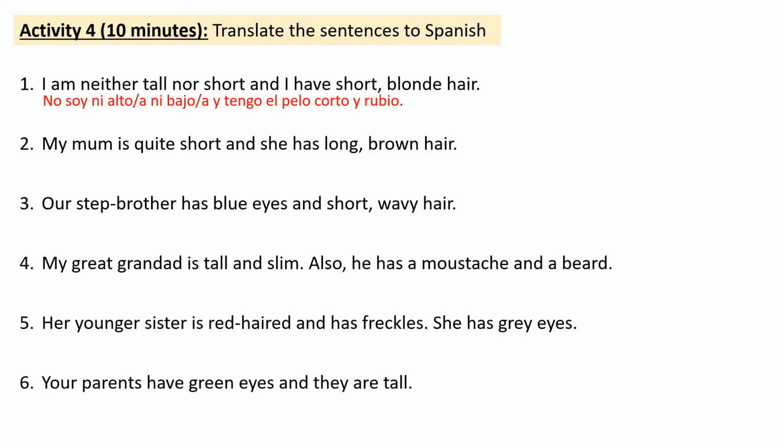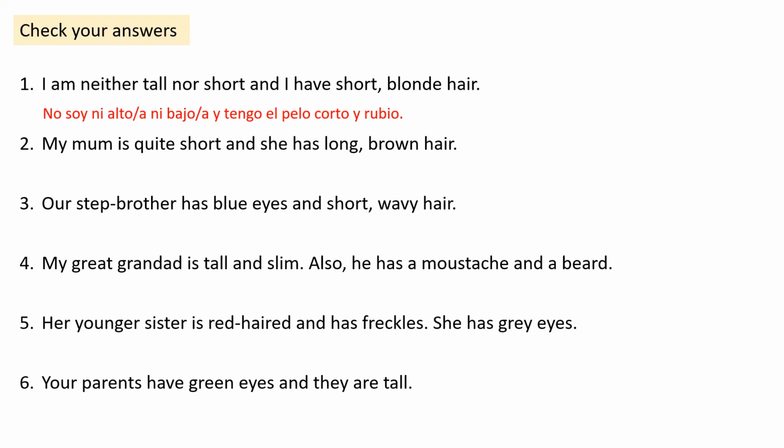Muy bien, chicos. Let's see how you got on. Okay, chicos, so número 2. Mi madre es bastante baja. So you need baja because mum is feminine. Y tiene el pelo largo y castaño. Remembering again in Spanish, just like we did when we talked through the first one, we have to say long and brown. We can't just put them together like we do in English.